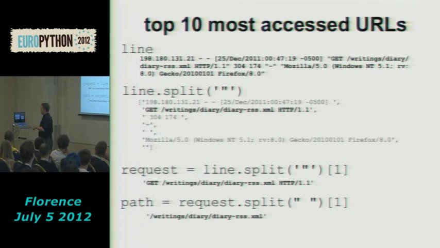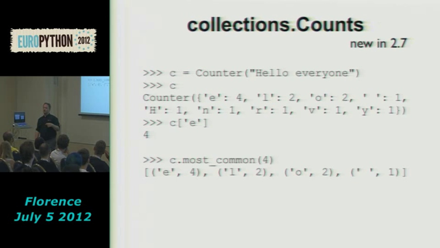So this gives me the path, and now what I want to do is find the 10 most common paths. There's a great module in Python 2.7, and in earlier versions as well, called collections. In 2.7, there was a new class added to that called Counter. Now what Counter does is it helps you do counts just like this.